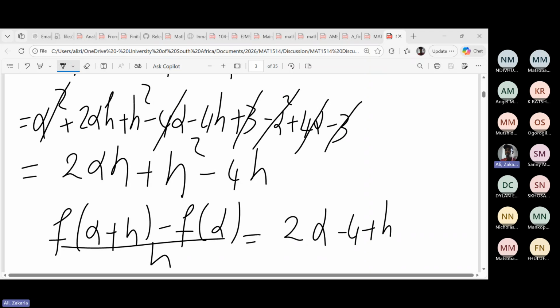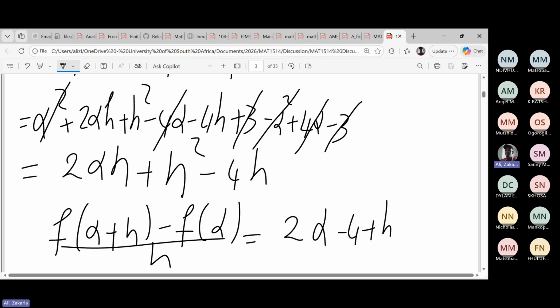Do you guys have any issues in the simplification? I just divided by h on both sides, right? Then I wrote just the simplified version. Is there any issue like that for that? Now, in addition to that, for functions, I started by writing f of x.